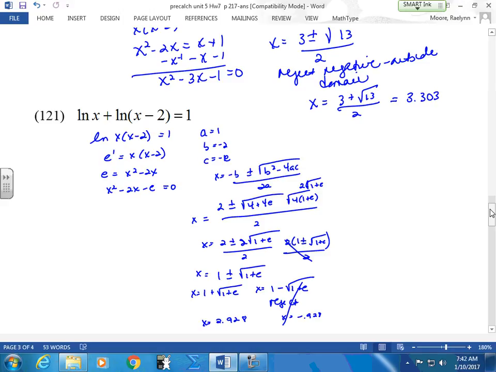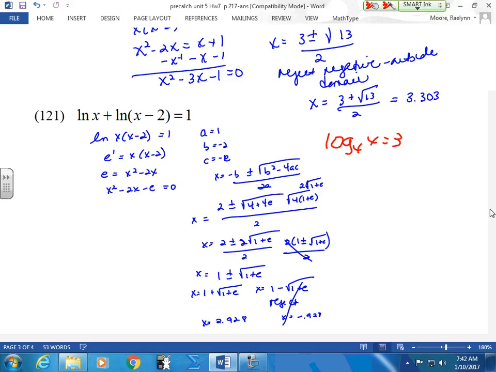Okay, so before you get to this, what am I going to do with this guy? I only have logs on one side. What happens when we have logs on one side? You gotta take them away. You can't take them away because they're only on one side. You're going to flip it to an exponential equation, right? Logs on one side, you're going to flip to an exponential equation.